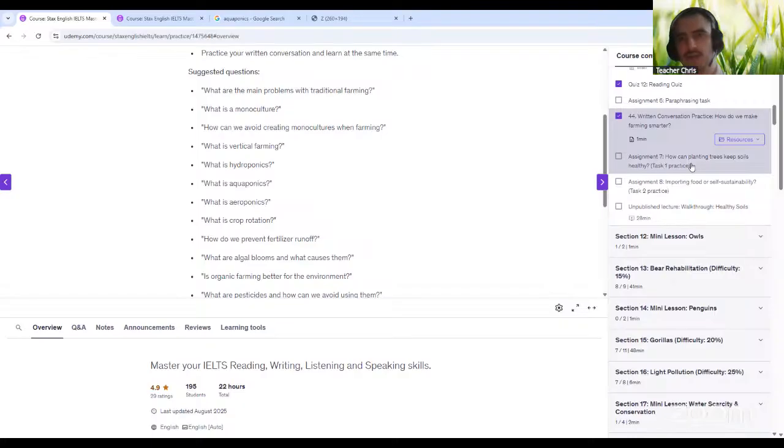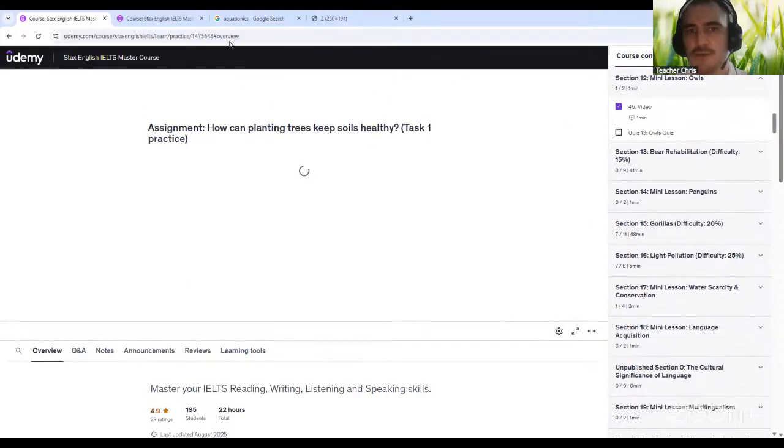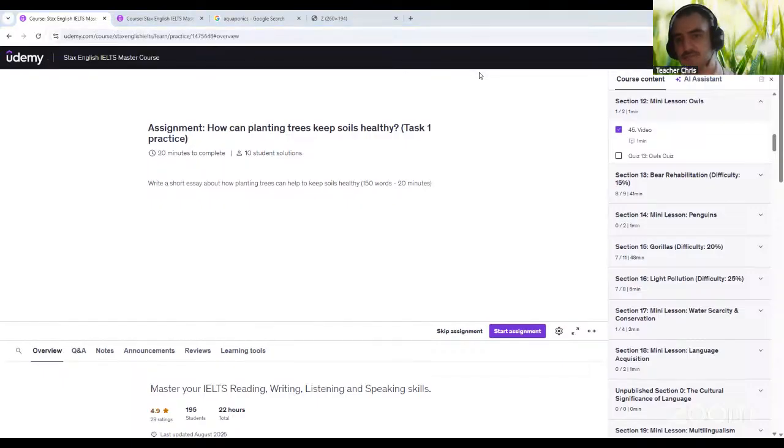But if you're signed up to the course, there's some follow-up you can do. You can do these writing practice tests. How can planting trees help to keep soils healthy? So you can do that if you like.